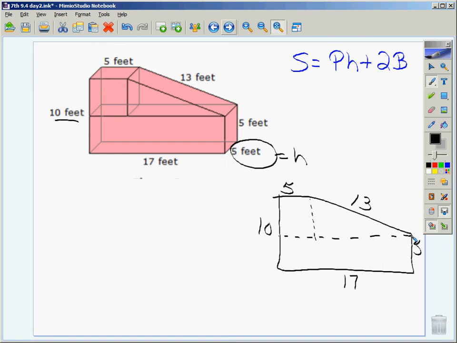From this shape, what am I going to find? The perimeter of the base and the area of the base. Area of the base can be trickier, but the perimeter is just what? Adding all the numbers on the outside. 17 plus 10 plus 5 plus 13 plus 5. All the way around the outside. It's 50, isn't it? Okay.